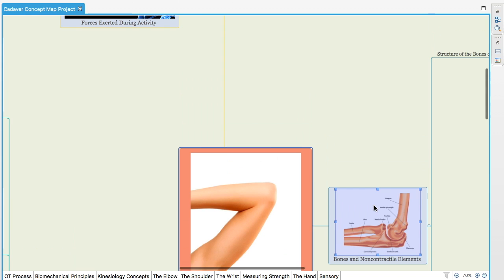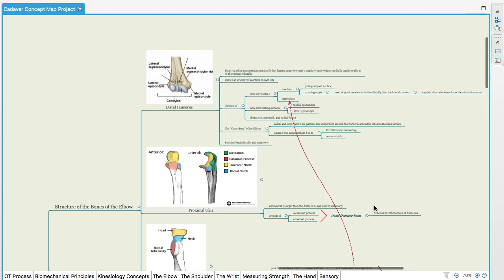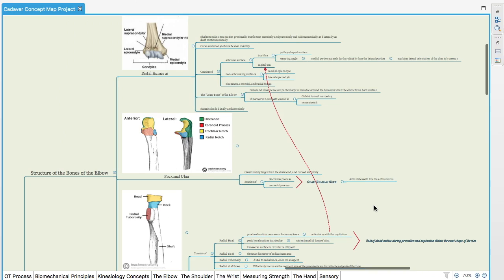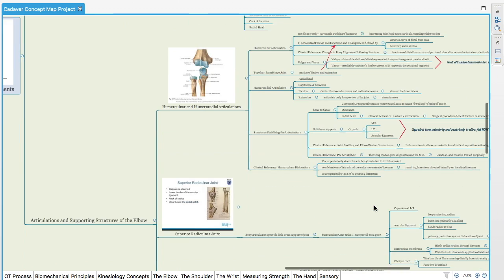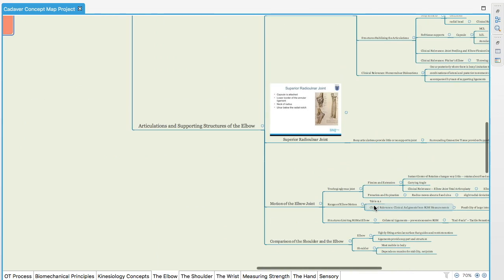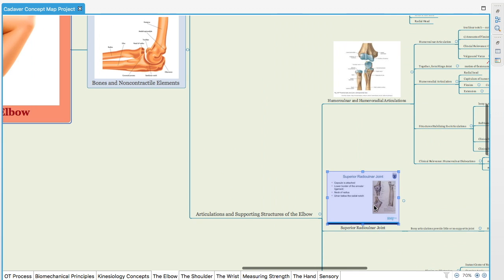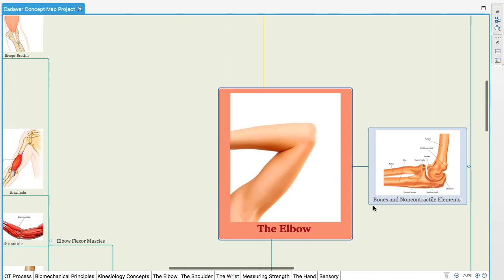This concept map about the elbow reviewed the bones and non-contractile elements of the elbow joint. Understanding the structure of the bones of the elbow was important while learning the origin and insertion of the shoulder and forearm muscles. This knowledge will help us in the field when treating clients with upper extremity dysfunction, such as golfer's elbow or tennis elbow.